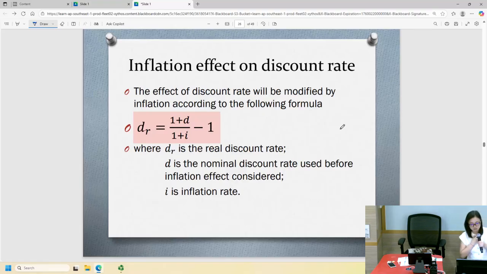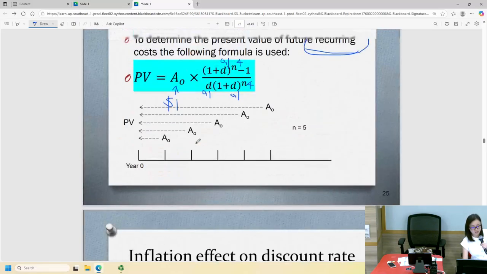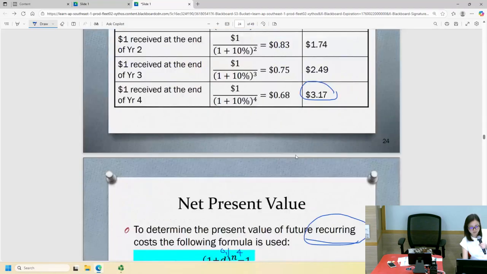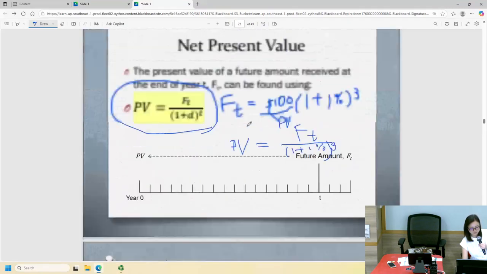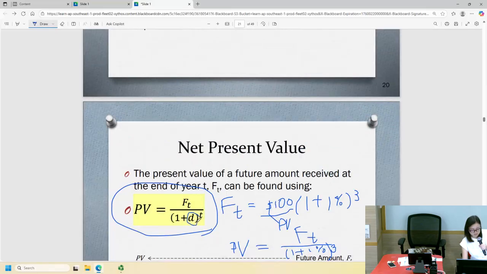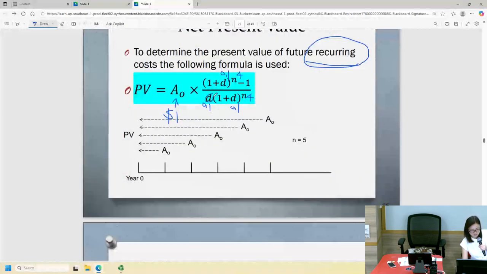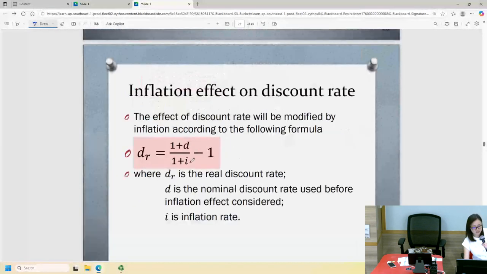So the effect of discount rate will be modified by inflation according to the following formula. The 10% that we used earlier, in this equation, this D and also this D, should be a discount rate that has taken the inflation into account. And we call this discount rate the real discount rate.